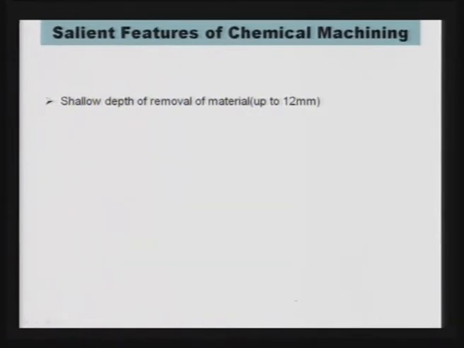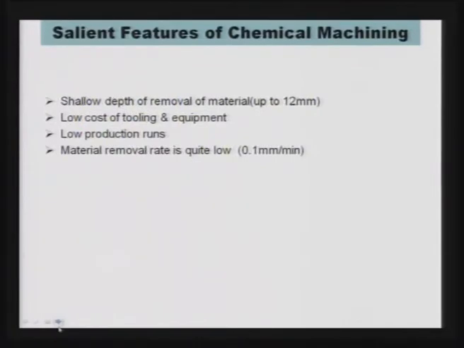Some salient features of chemical machining are that it is applicable for shallow depth of removal of material, maybe 10 millimeter, 12 millimeter or so as the upper limit. It has low cost of tooling and equipment, and there are low production runs. That means the production rate is not very high, because a lot of effort by operators is involved. Material removal rate is quite low, as you can see, 0.1 millimeter per minute, just an example.